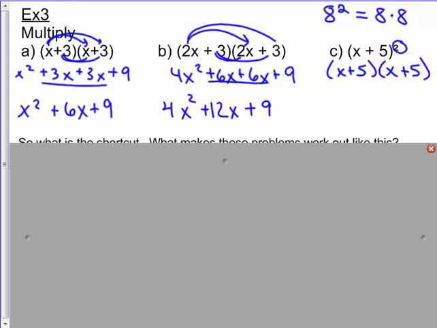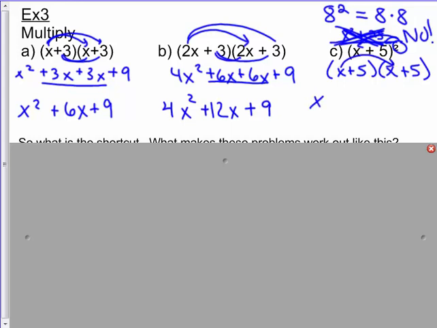It does not, absolutely under no circumstances, mean x squared plus 5 squared. I cannot just distribute the 2 in. Because it's addition there, I cannot do that. I would have to FOIL it out.